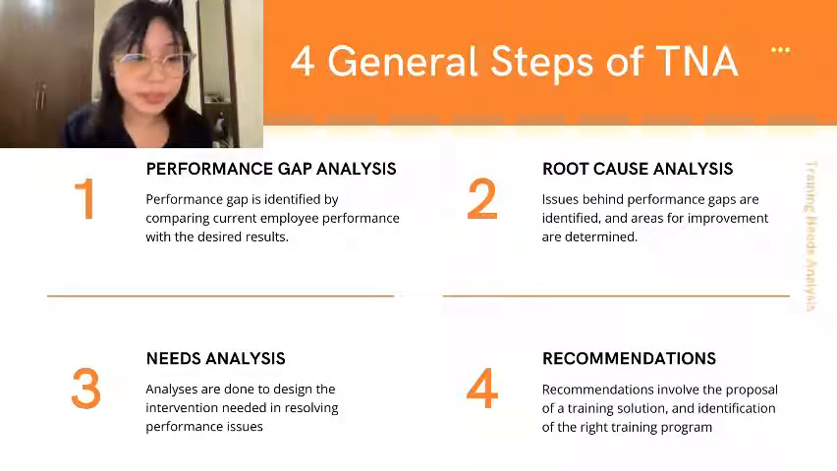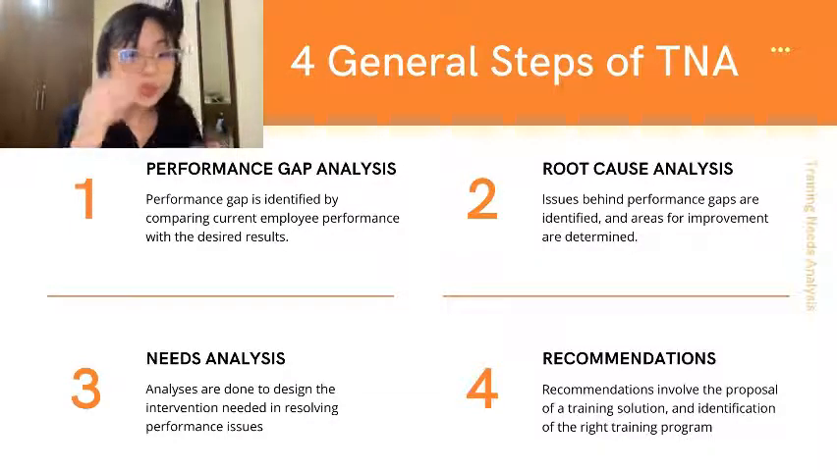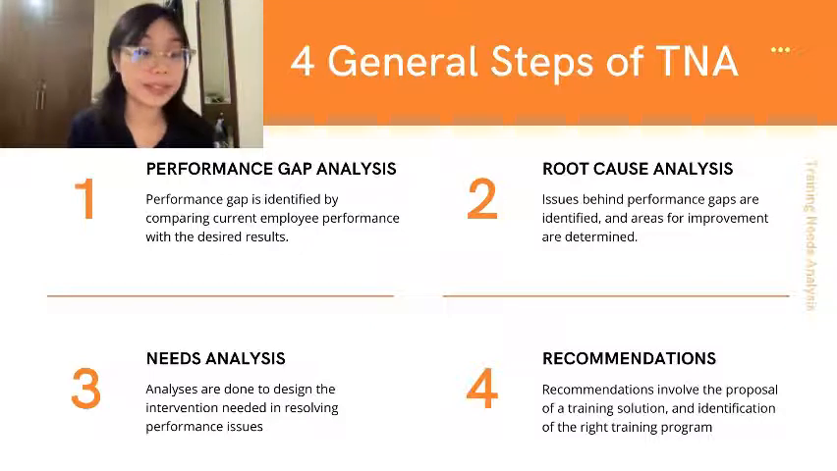First is the performance gap analysis. Here, the performance gap of the employee is identified by comparing their current performance with the desired results that align with the organization's goals. This is done to identify the disparities between the actual and the required productivity of an organization. The second step is the root cause analysis, which involves the identification of the issues behind the performance gaps as well as determining areas for improvement. Issues are categorized as skills, resources, incentives, motivation, and/or information.